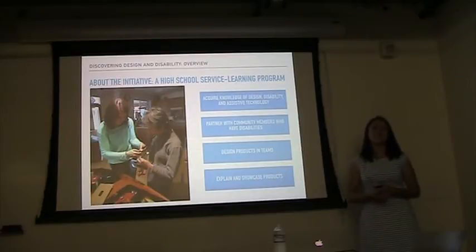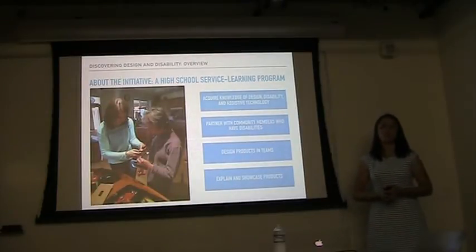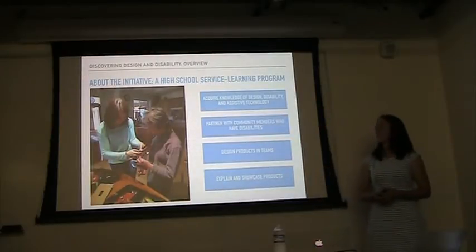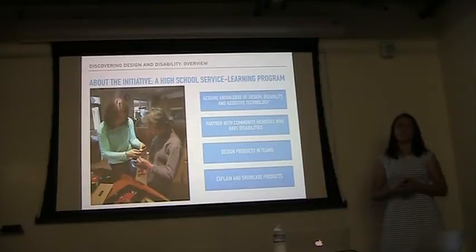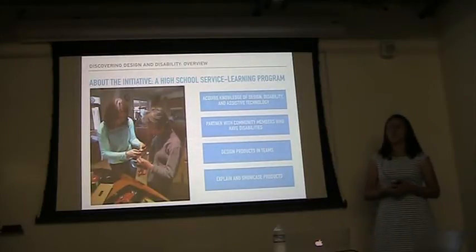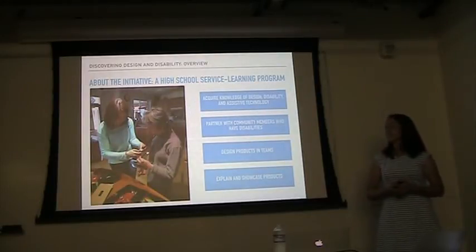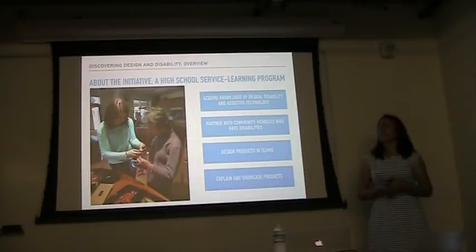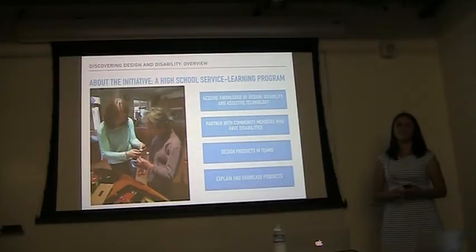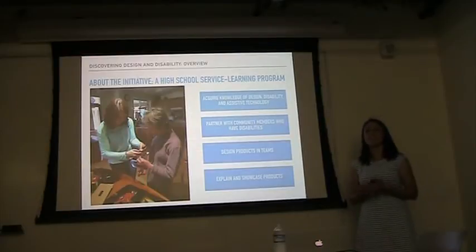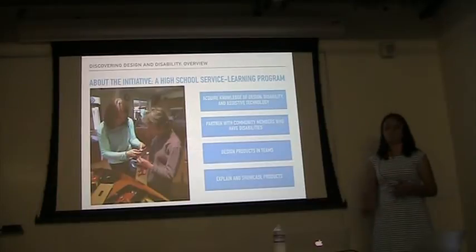Discovering Design and Disability is a high school service learning program. This picture is a picture of me, but it also captures the experience that I hope high school students will get to have. I'm working with a woman there who had a stroke and has loss of mobility and sensation in her right arm. Our goal was to design a product for her to be able to use an iPhone more easily. The program would really be to help students acquire knowledge and background in design, disability, and assistive technology. Then they could use that knowledge to partner with community members who have disabilities, and work in teams to design products for them. Finally, at the end of the program, they would explain and showcase the products that they worked on.